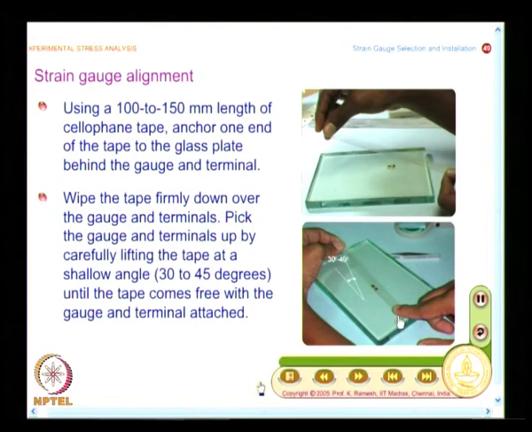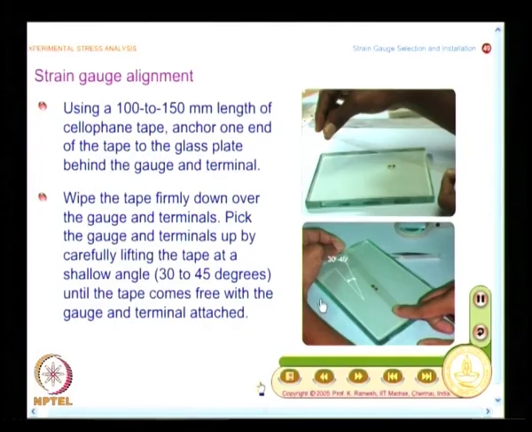and when you place it on this and when you want to lift it, you need to lift it at a shallow angle of 30 to 45 degrees. Why do you do this? See, you are handling a cellophane tape which is plastic, and it is easy for you to stretch it, and you have a metal film attached, and metal film also will get stretched. Even without your knowledge, you will be applying a very high level of strain.